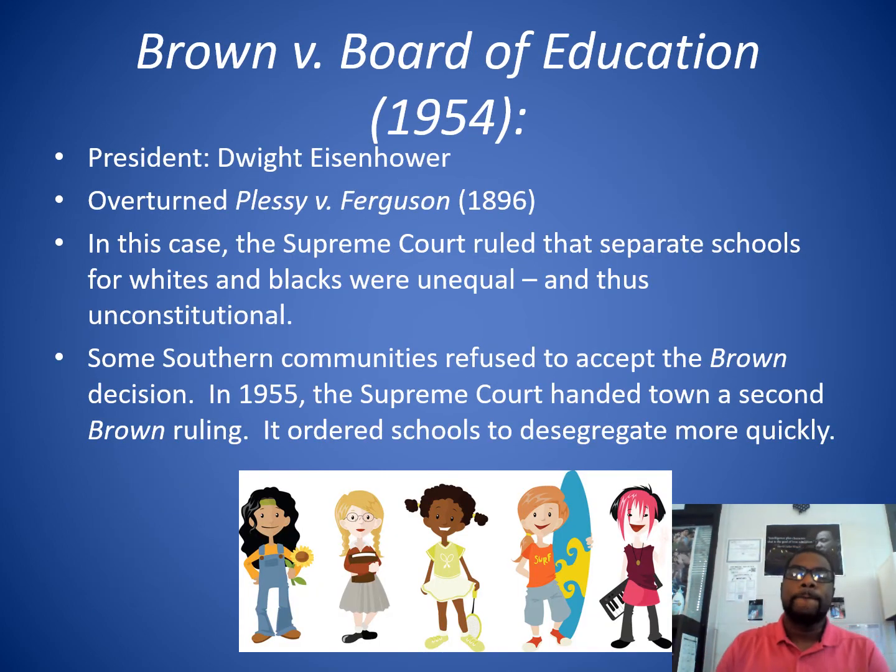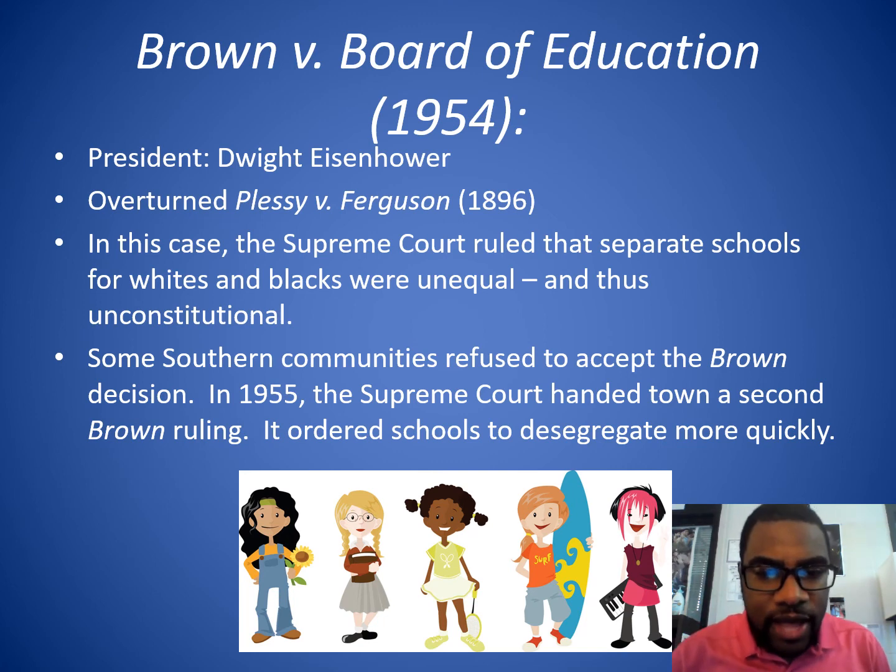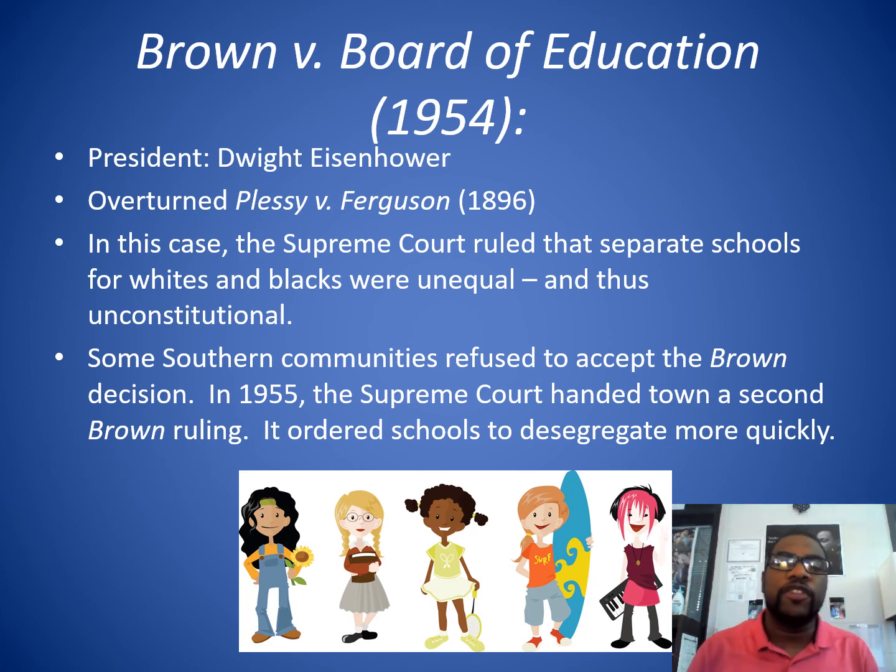All right, Brown versus Board of Education. At the time, Dwight Eisenhower was president, and the Supreme Court overturned Plessy versus Ferguson from 1896. In this case, the Supreme Court ruled that separate schools for whites and blacks were unequal and thus unconstitutional.